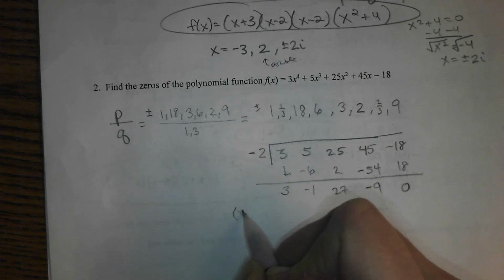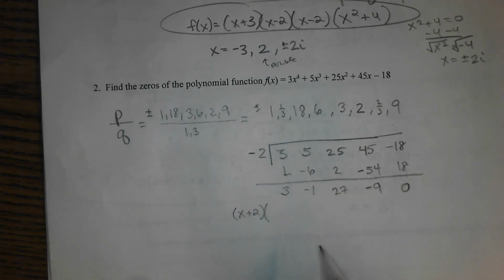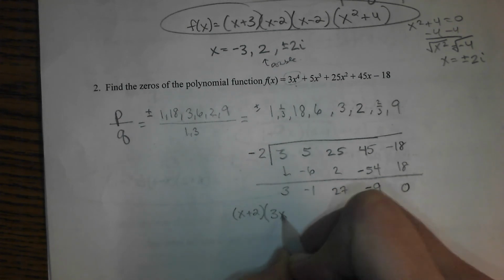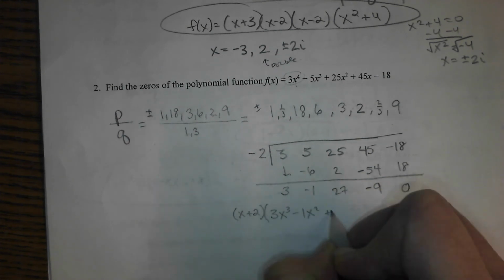And so right now we're at x plus 2. And then we were a 4th degree polynomial, so now we're going to be a third. So 3x cubed minus 1x squared.